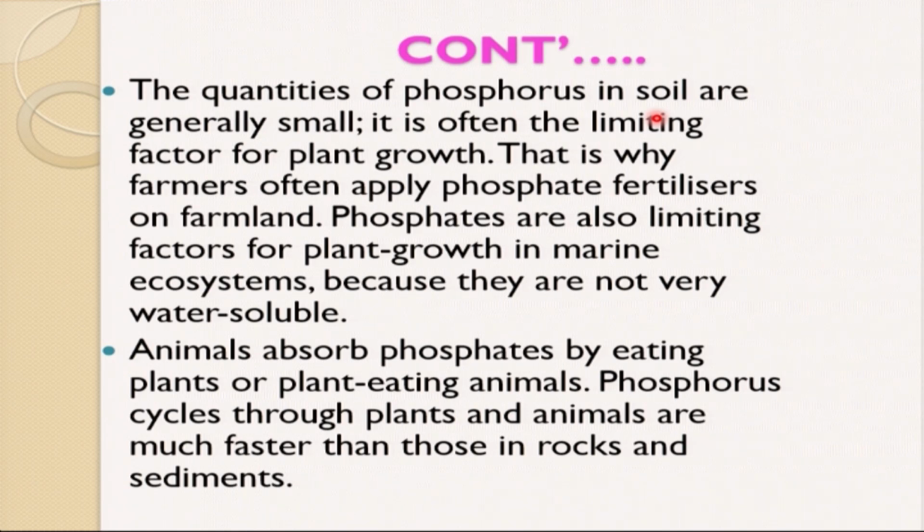Animals absorb phosphates by eating plants, as I mentioned about absorption. Animals can absorb phosphate because it is a building block of DNA structure and RNA structure, the cell membrane as well, and also energy production. So animals can get phosphate as an essential element of the body through eating plants, or eating plant-eating animals. Phosphate cycles through plants and animals much faster than it does in rocks and in sediments.